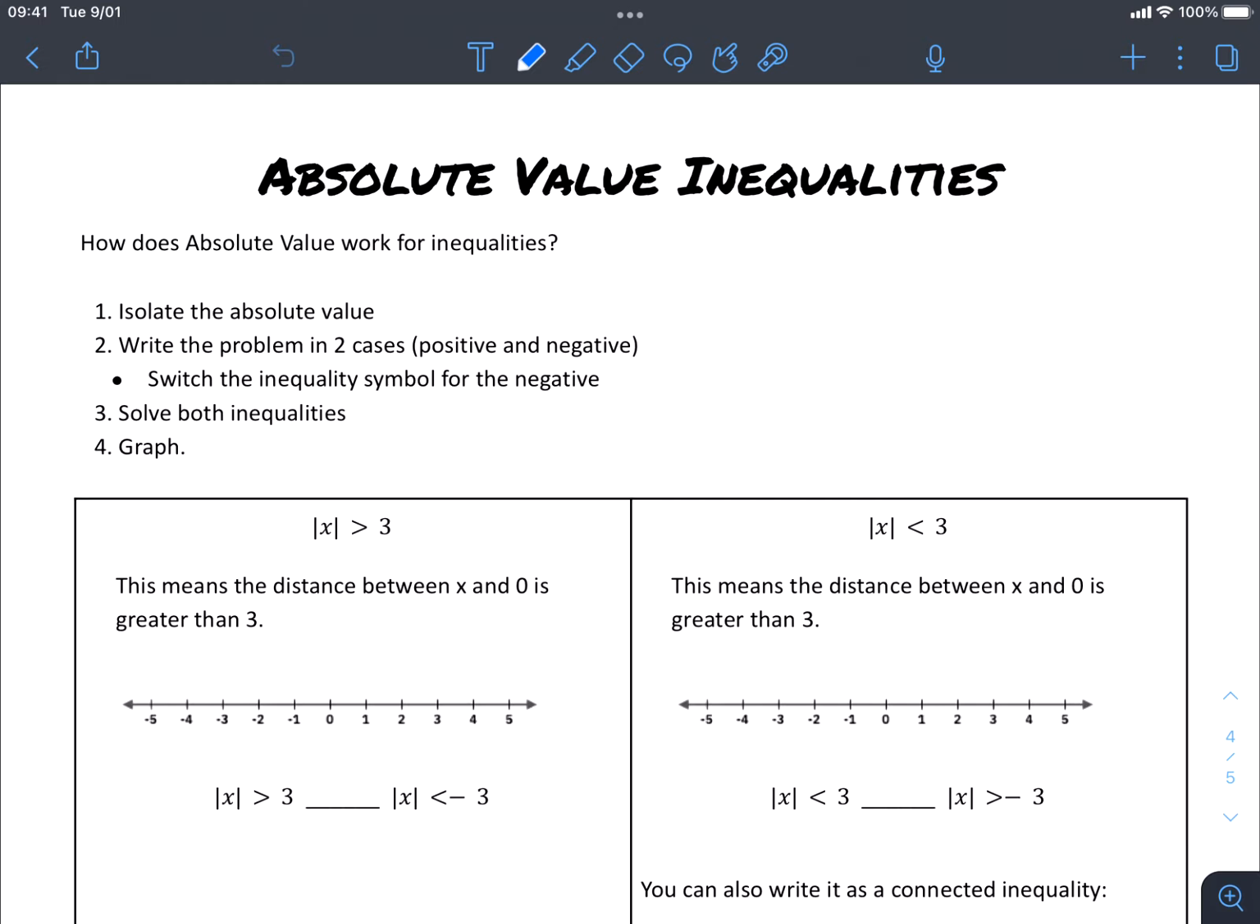First, we are going to isolate the absolute value like we did before with absolute value equations. We are going to write the problem in two cases. One is positive, one is negative, similar to what we did again in absolute value equations. But the difference is that when we write the negative case, we are going to flip the inequality symbol. We're going to change direction. And then we would solve both inequalities and graph them.